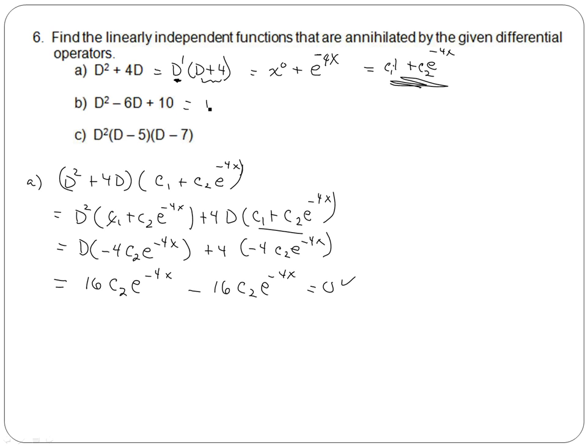In this case, I need to try and factor this. I'm going to write that 10 as 9 plus 1, so that d squared minus 6d plus 9 is a perfect square. It factors into d minus 3 squared plus 1, and this will annihilate something in the form of e to the 3x, c1 cosine x plus c2 sine x.